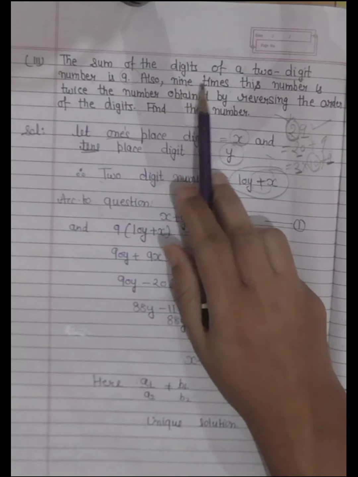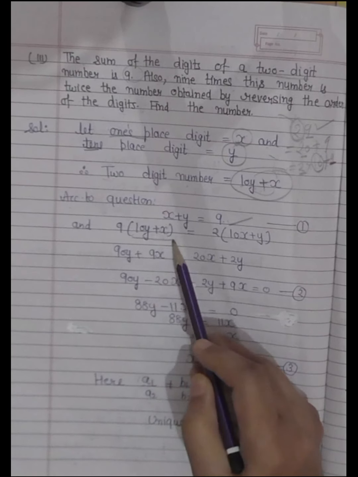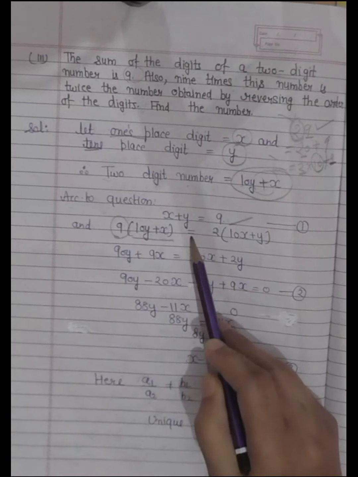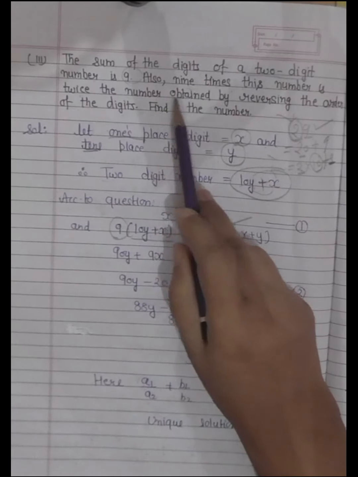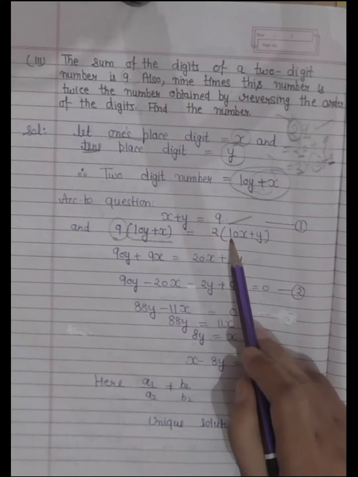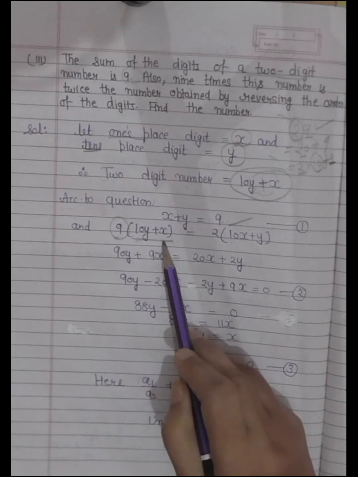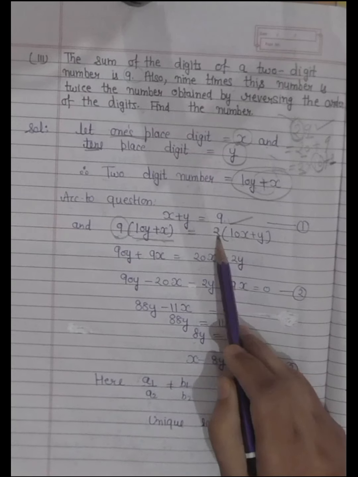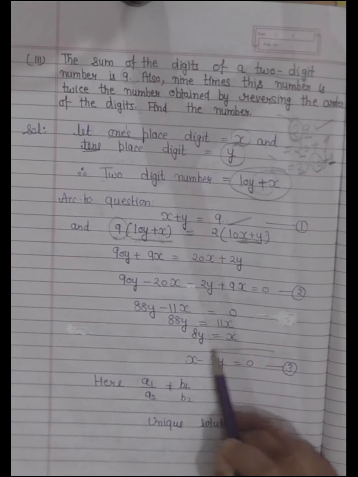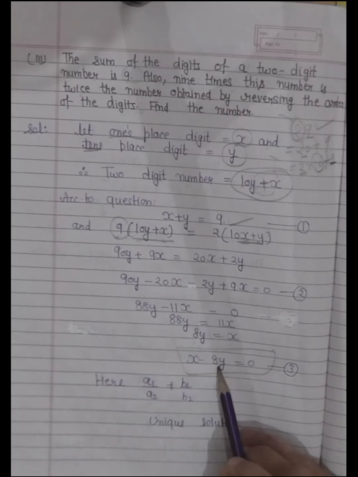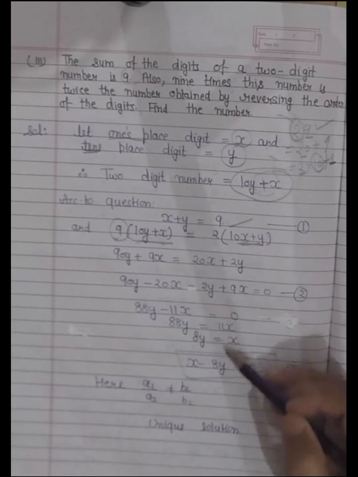It is written 9 times this number. Our number was 10y plus x. So its 9 times will be equal to twice, meaning 2 times, the number obtained by reversing the order, and the number obtained by reversing the order is 10x plus y. So 9 times this number will be equal to twice the number obtained by reversing the order. After solving, we get the equation x minus 8y is equal to 0. So we have the two equations; solve them by any one of the methods.